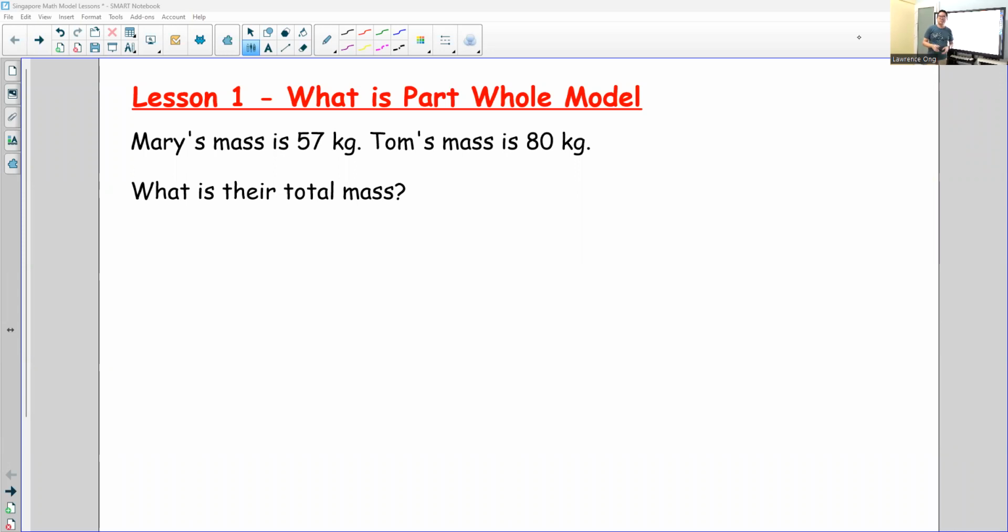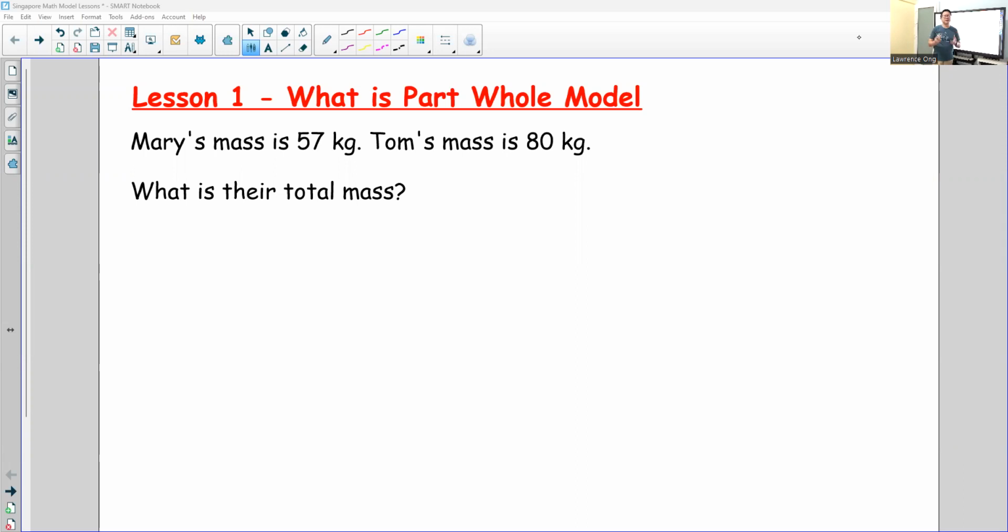Now, today I'm going to talk to you about the building blocks of model drawing. There are a few building blocks that we need to learn how to draw. The first one is your parcel model, and then the next one will be your comparison model. We will be talking about the comparison model in the next lesson. But for our first lesson, we will look at how to draw a parcel model.